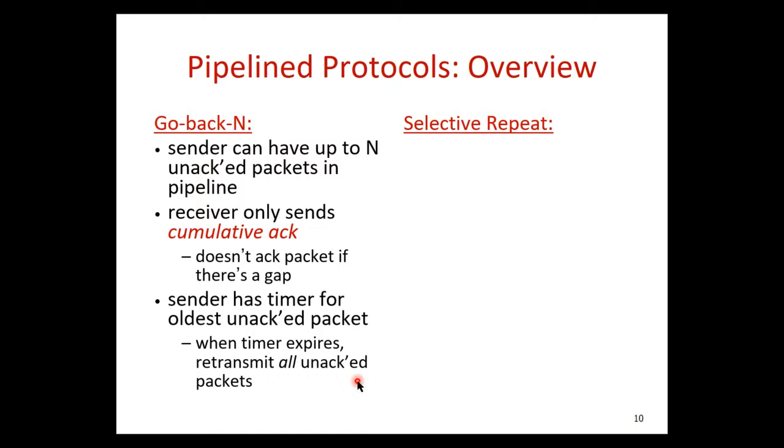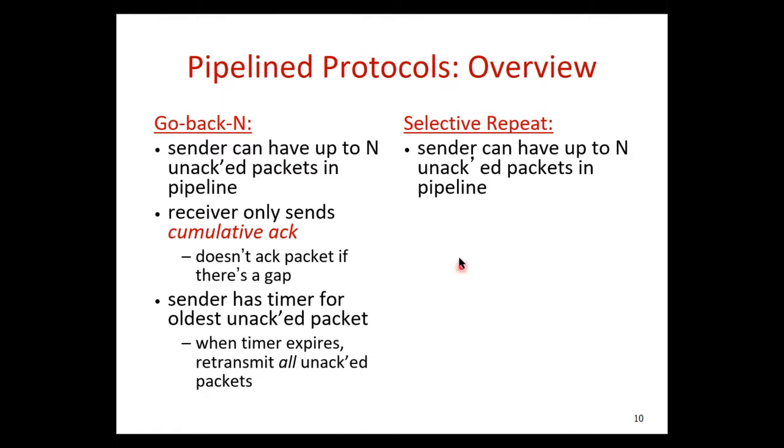Okay, now let's look at selective repeat. So selective repeat is also a sliding window. So the sender, same thing, right? It can have up to N unacknowledged packets in the pipeline. But now this is the difference between go back N and selective repeat. The receiver will individually ACK every packet. Okay, so individual ACK instead of cumulative ACK.